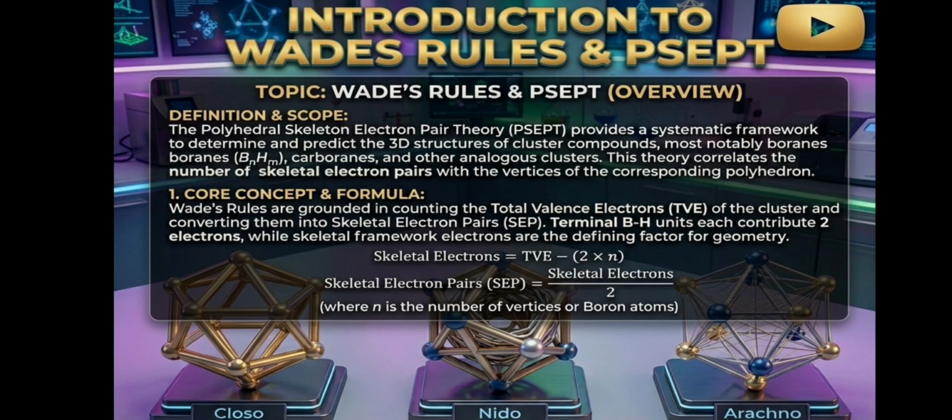To put this into practice, we use these two simple formulas you see on the screen. First, we calculate skeletal electrons by taking the total valence electrons and subtracting 2 times n, where n represents the number of vertices or boron atoms. Next, we find the skeletal electron pairs by dividing that number by 2. This SEP value is what tells us which structural category the molecule fits into.